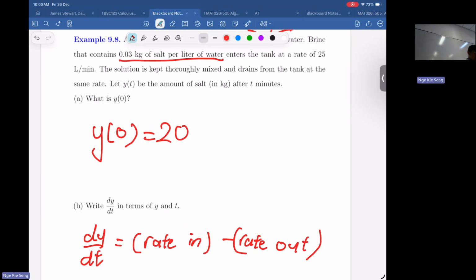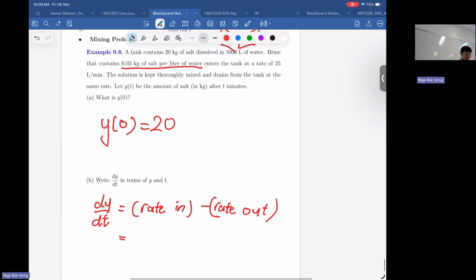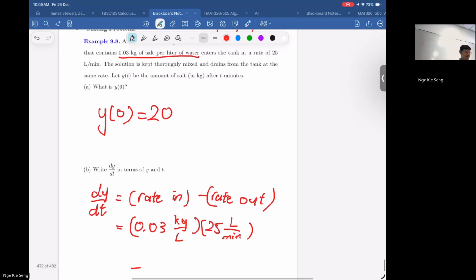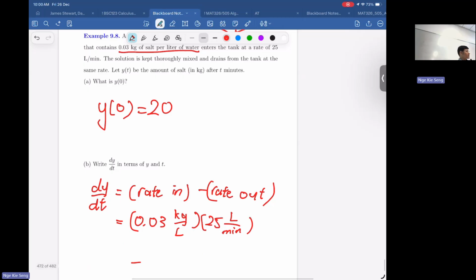Okay, so rate in is what? Rate in is just 0.03 kg per liter times 25 liters per minute. And then how about rate out? It says it's the same rate, right? But how do you transform it? What's the density here?